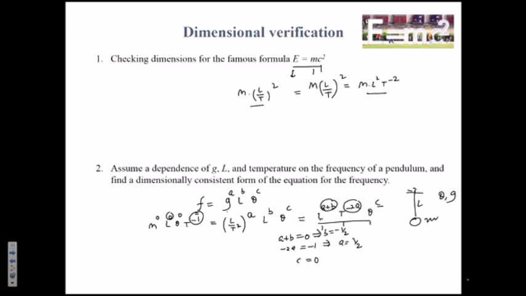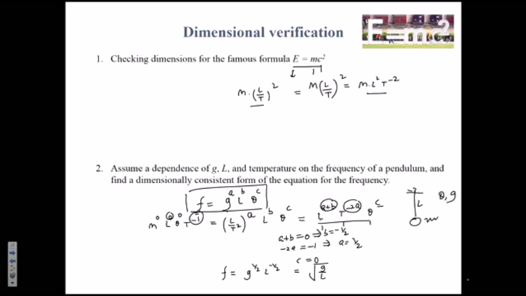So if you substitute these values of a, b, and c in your original formula, which is this, what do we get? We get f equal to g to the power 1/2, L to the power minus 1/2, and theta to the power 0, which is 1. So what we get is the square root of g over L. Right? So if you remember the frequency of a pendulum from your high school physics classes, what was it? What is the exact formula?